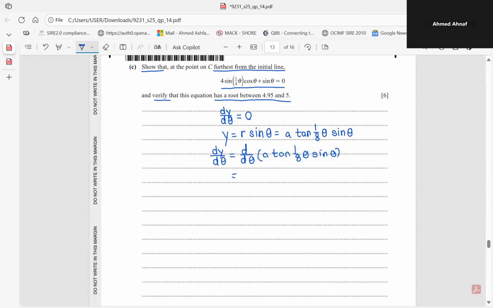So let's take out any constant terms that we have. So we have a. Now you just differentiate this, tangent 1 over 8 theta and sine theta. So tangent 1 over 8 theta, let's differentiate that first. So you would get 1 over 8 secant square 1 over 8 theta and keep sine theta. And then you now add it with the derivative of sine theta, which is cosine theta. And then you multiply it with tangent 1 over 8 theta.